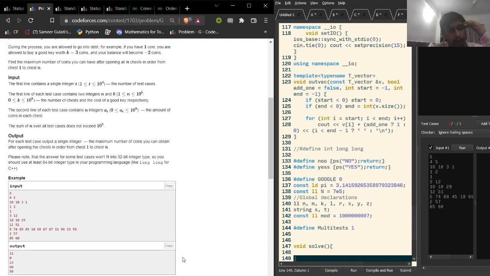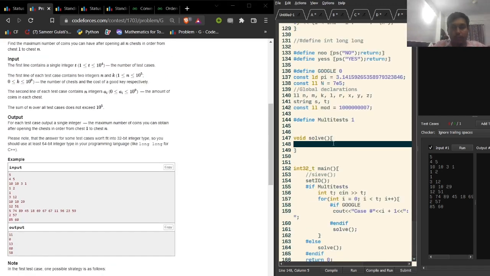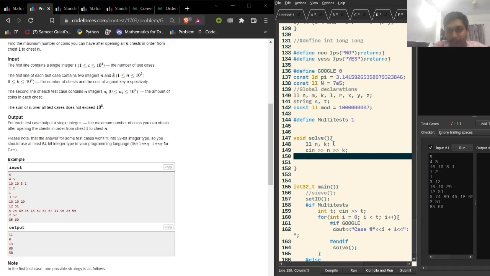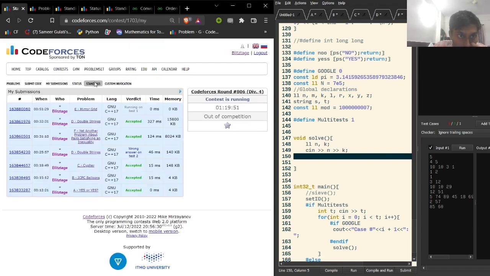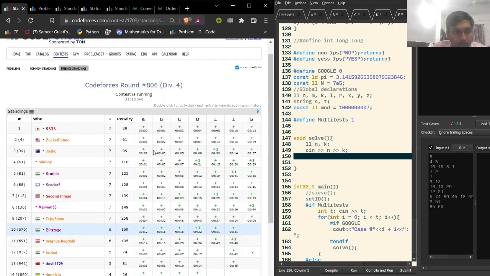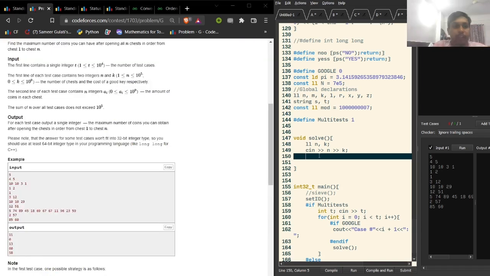Let's try to think. Okay, I can just sort it first of all. That seems like a simple thing to do. Just using longs. I don't want to get a long error now. Okay, shouldn't be too difficult. People have solved it very quickly.